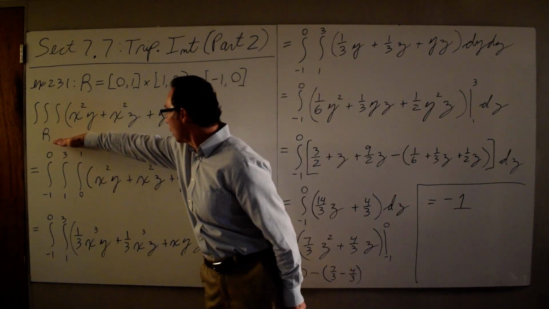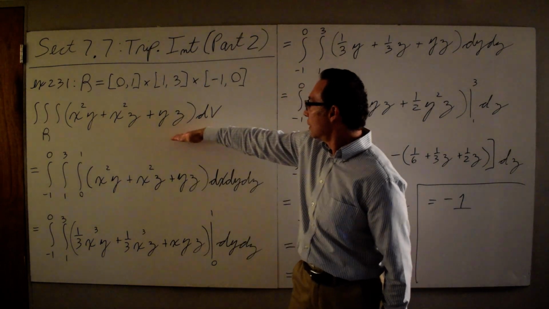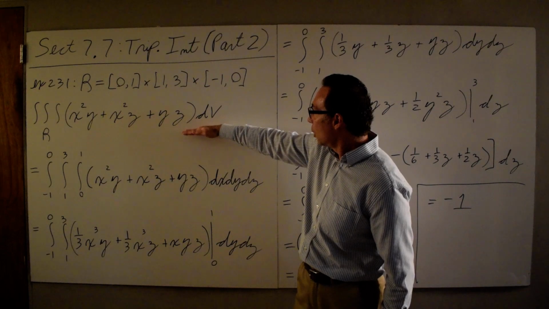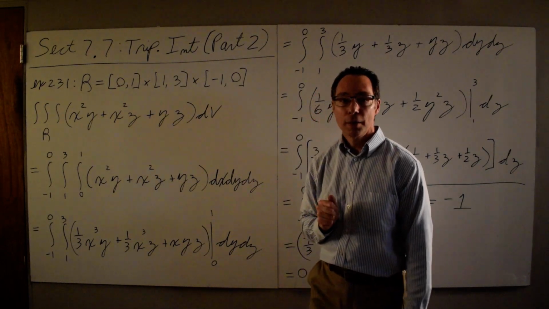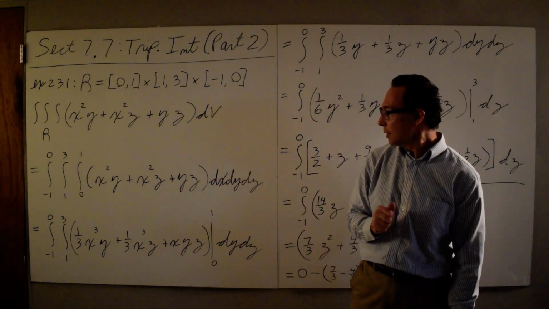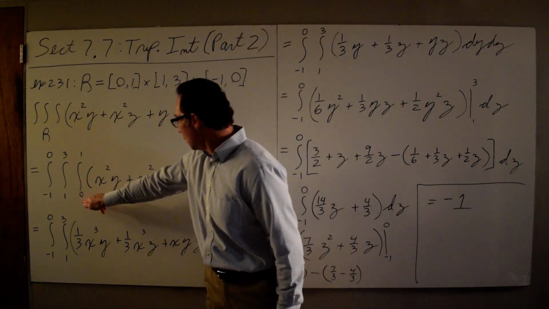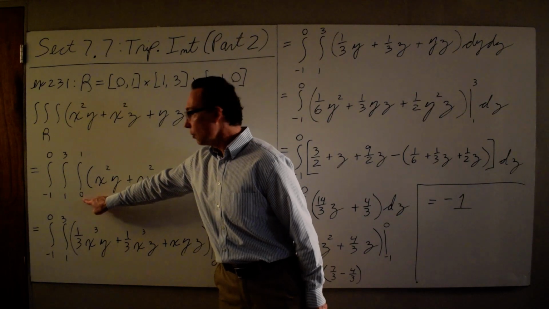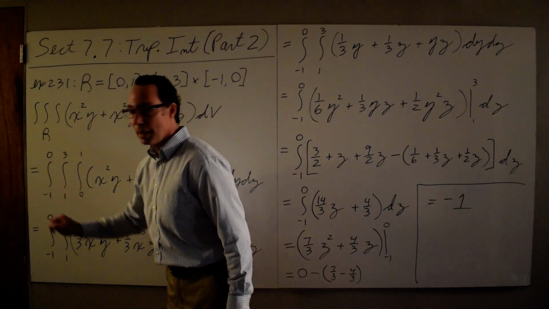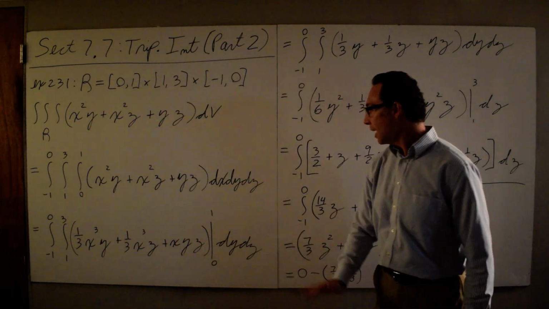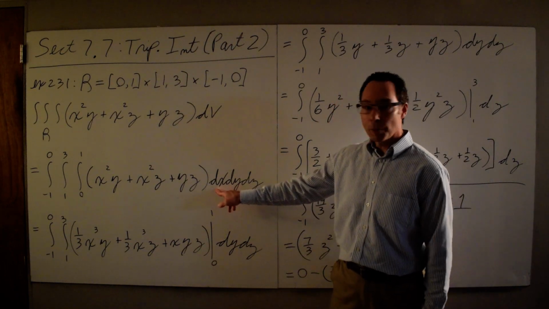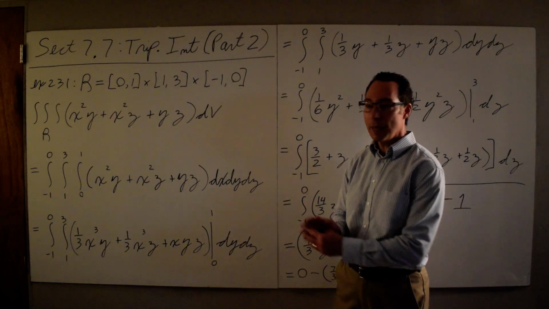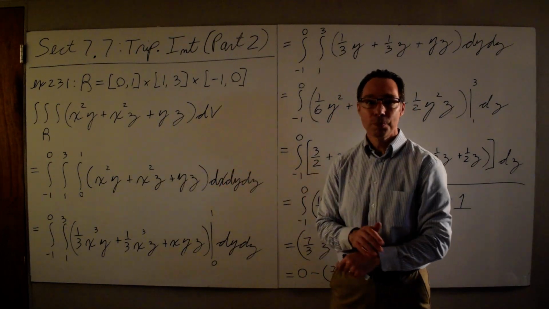We're going to integrate over that prism this polynomial of 3 variables. Now, what Fubini's theorem says is we can integrate this variable by variable. So we have the x interval, the y interval, and the z interval from the inside out. So we integrate with respect to x, then with respect to y, then with respect to z. Again, we go from the inside out.